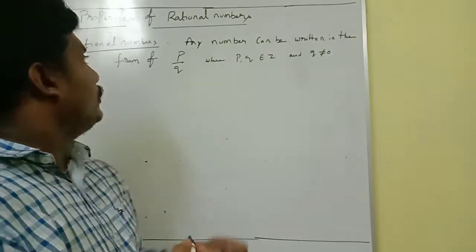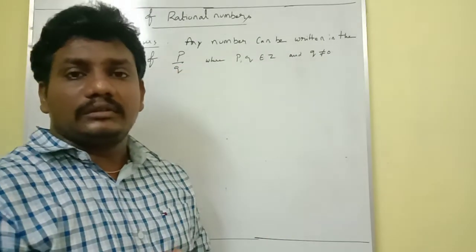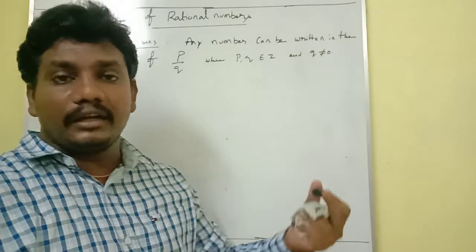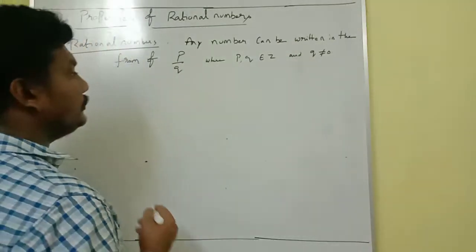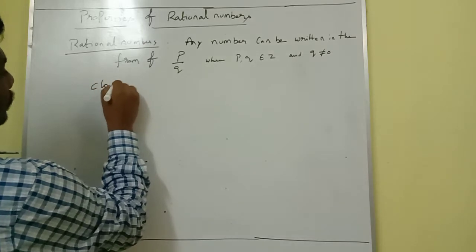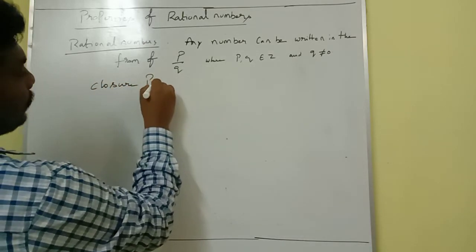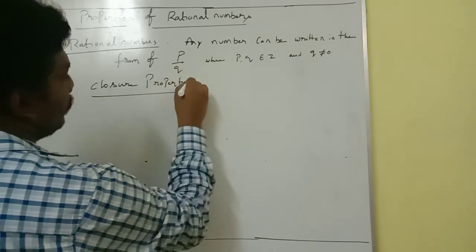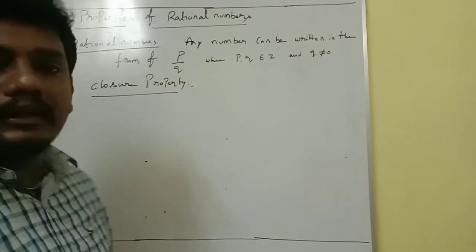So what are the properties of rational numbers? We have mainly four properties. The first one is the closure property. What is the closure property?